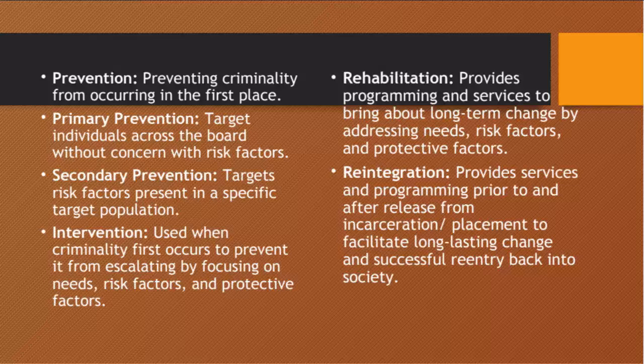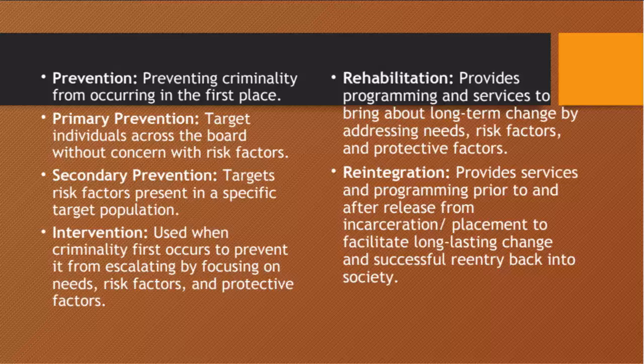Now, secondary prevention programs target specific risk factors in the target population. Now, with prevention programs, the person hasn't gotten into trouble yet. They're not committing crimes. But the goal of prevention programs is to prevent someone from engaging in crime. So with secondary prevention programs, you're going to be targeting individuals that do have a risk factor that increases the likelihood they're going to be committing crime. And hopefully by addressing that risk factor, they're not going to.